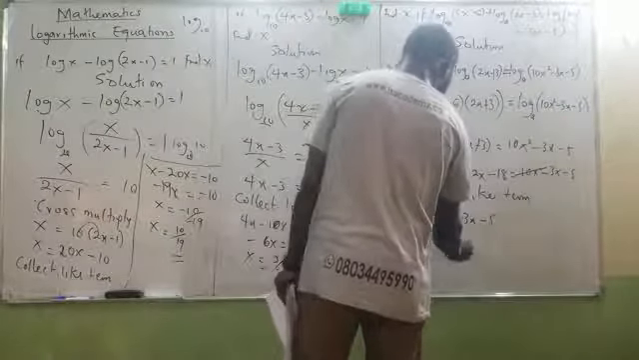6x equals what? Minus 12, I mean plus 12 rather. Divide both sides by 6, my x will be equals to 2. If you put 2 here, side A will be equals to side B.